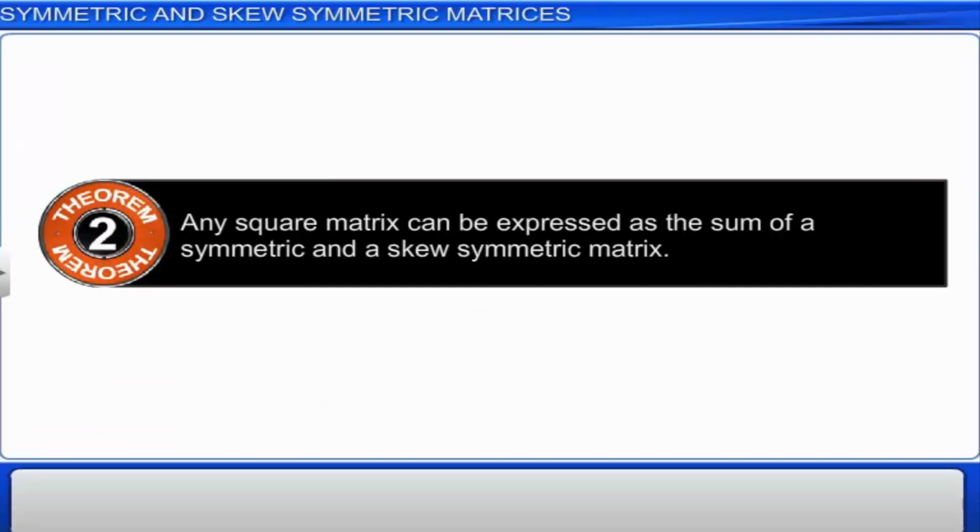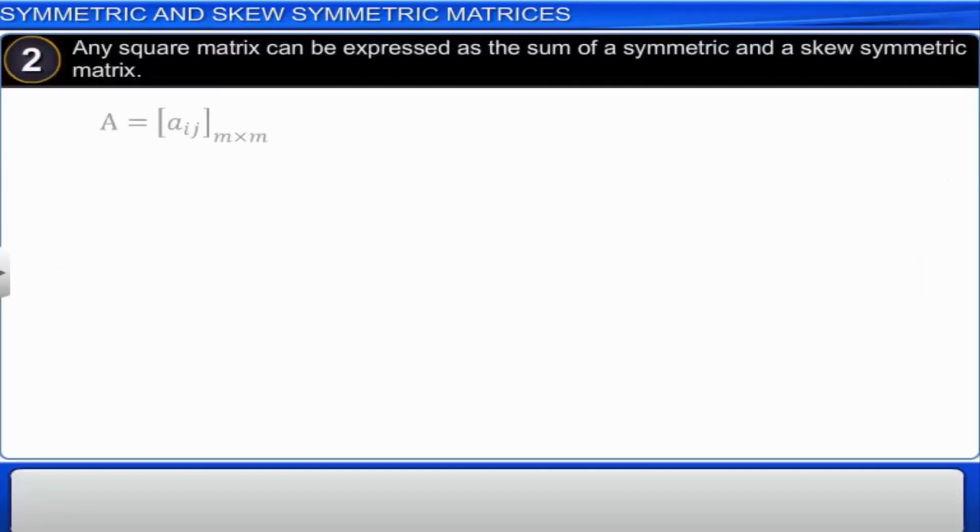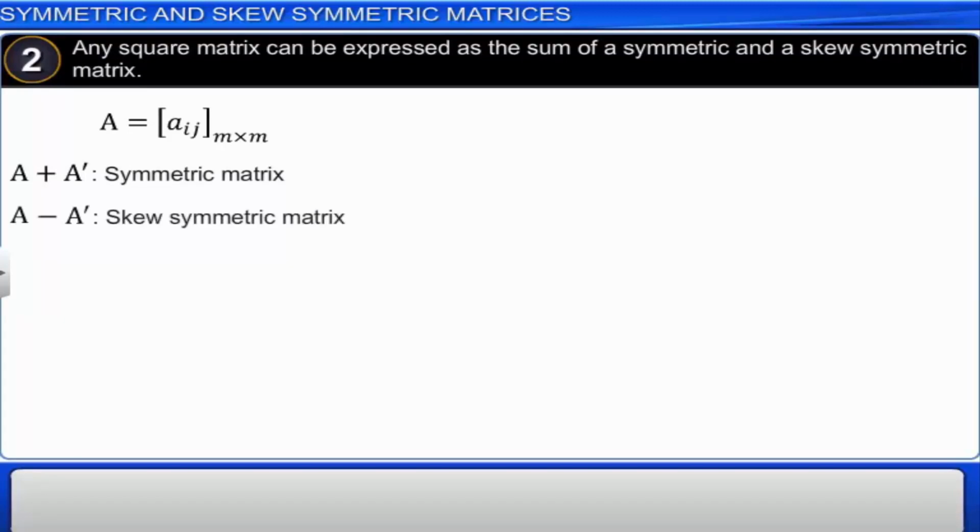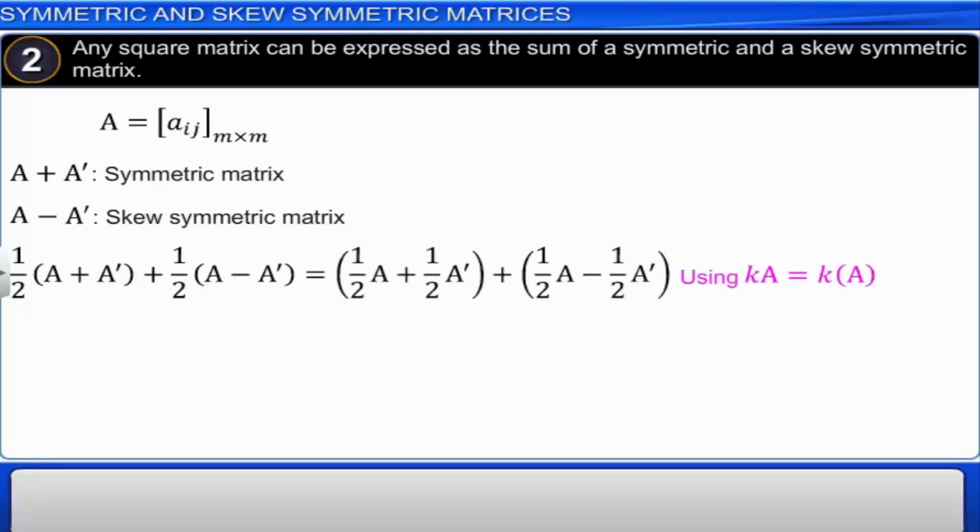The second theorem states that any square matrix can be expressed as the sum of a symmetric and a skew-symmetric matrix. Let A be a square matrix with real numbers as its elements. From the previous theorem, we know that A plus A transpose is a symmetric matrix, and that A minus A transpose is a skew-symmetric matrix. We will multiply each of these matrices by 1 upon 2 and add them. We will use the property shown here to simplify the sum of the matrices. Hence, the theorem is proved.